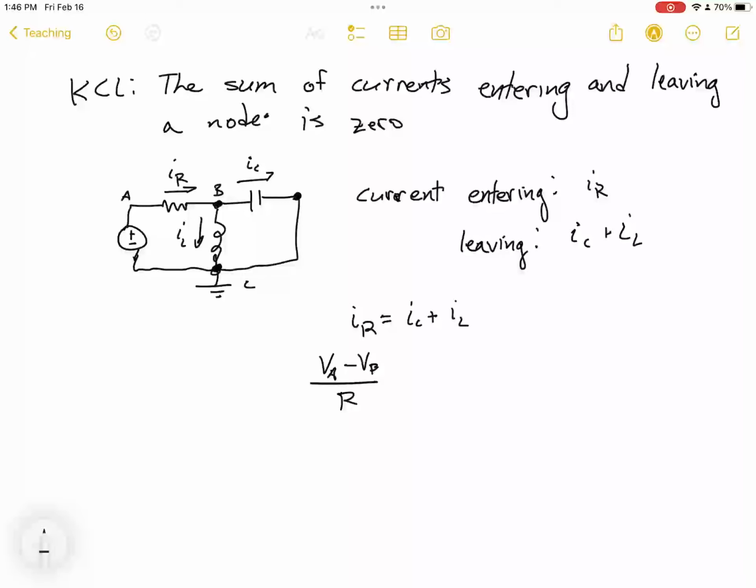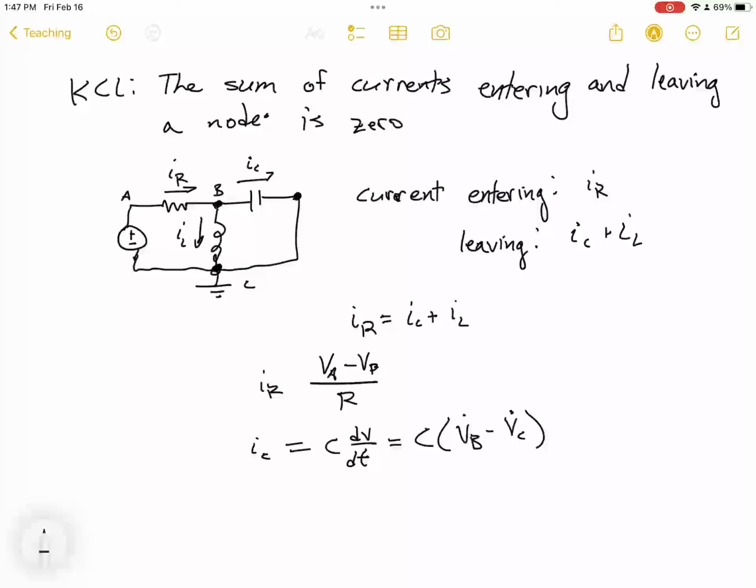and we know that IC is equal to the derivative of the voltage, and so that equals, I'll go ahead and write it the way we wrote it in the last video, C times some dV dt, which is going to be the same as C times VB dot minus VC dot.